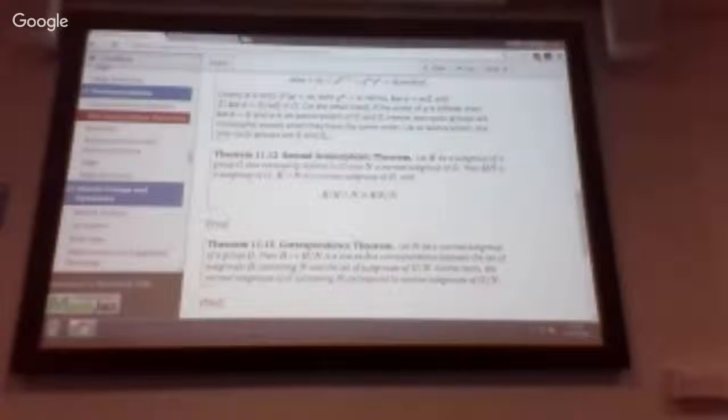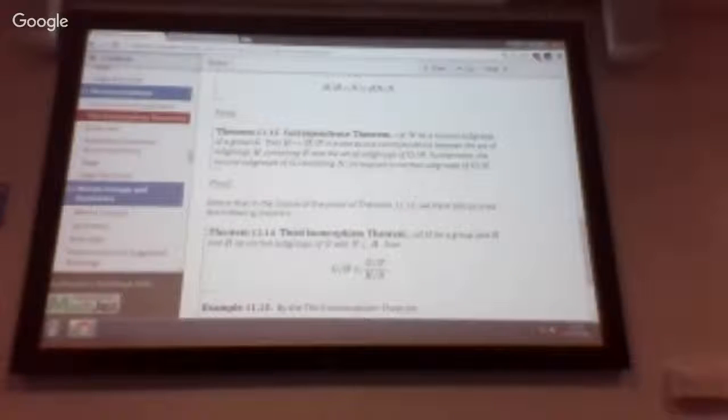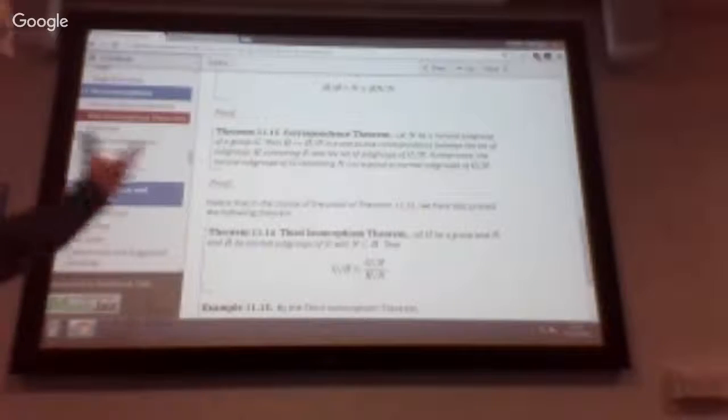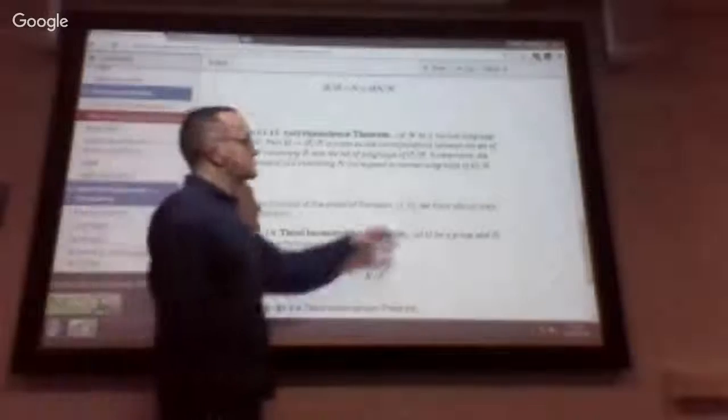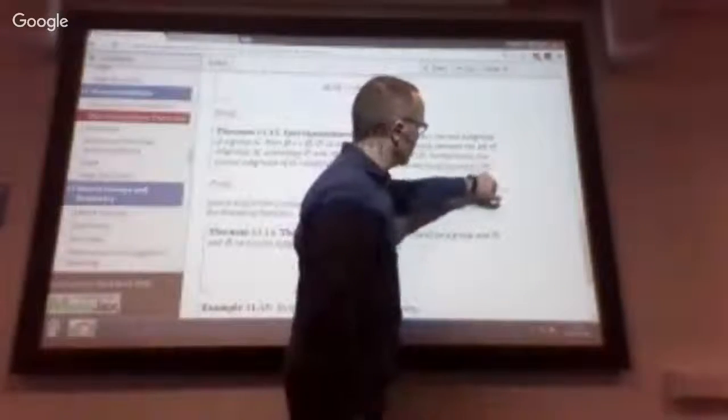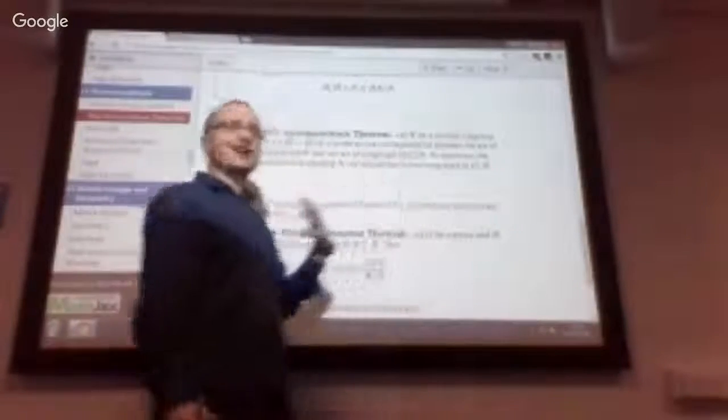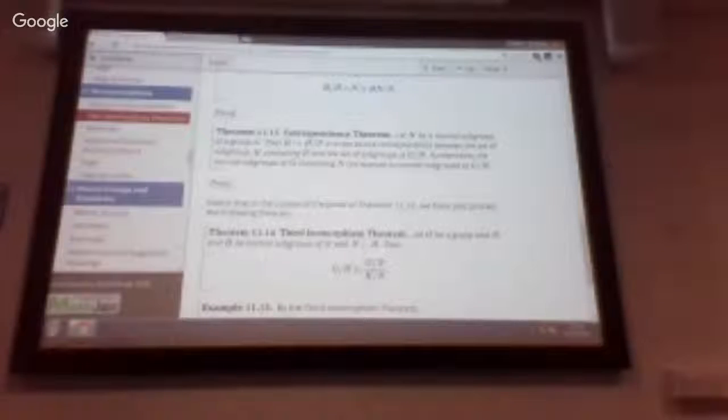Okay? Moving on, looking at the other results established, there's the correspondence theorem. The setting for this is a general factor group, G mod N. We already have this idea that the factor group G mod N is some kind of simplified form of the original group G.